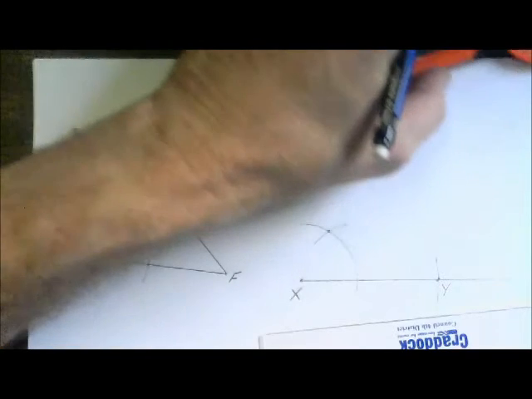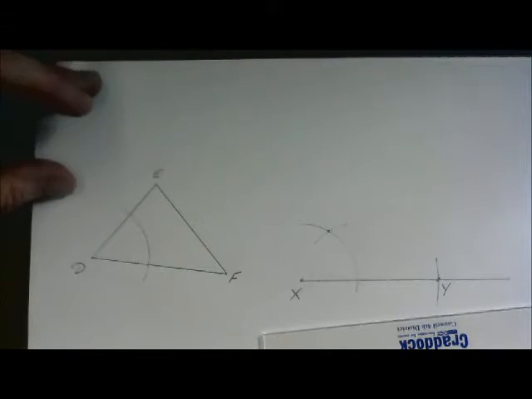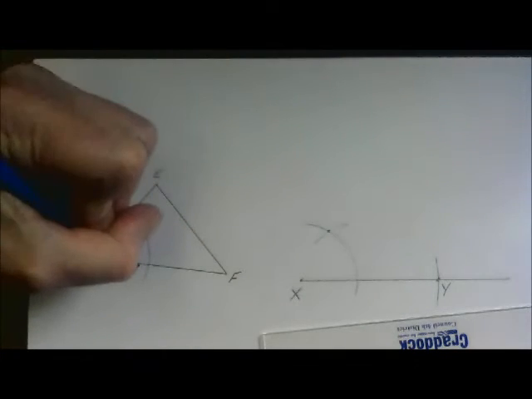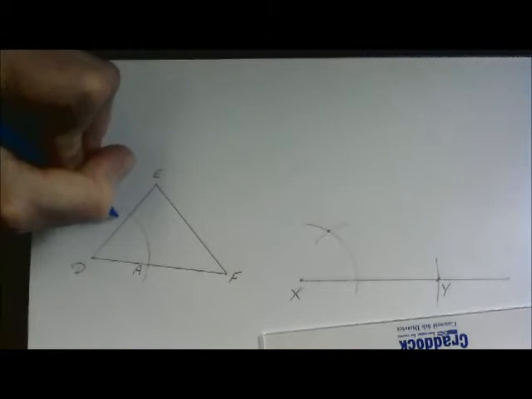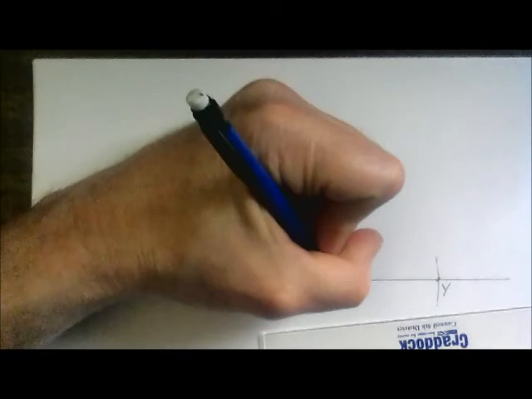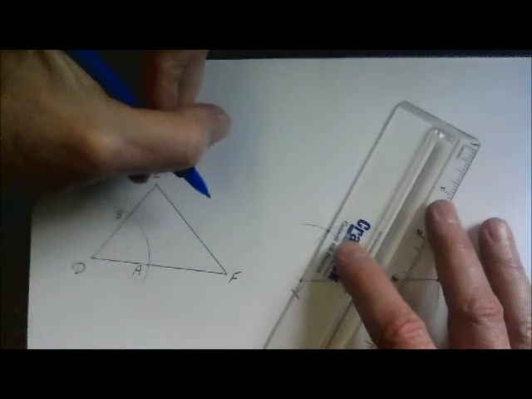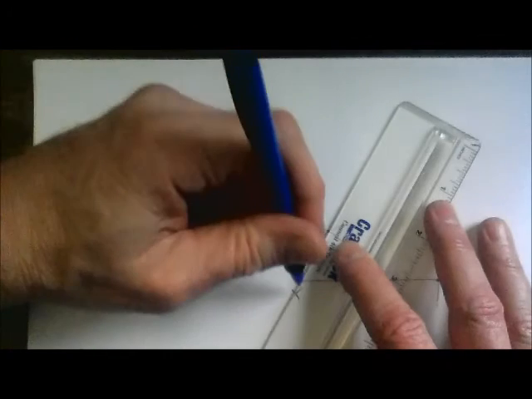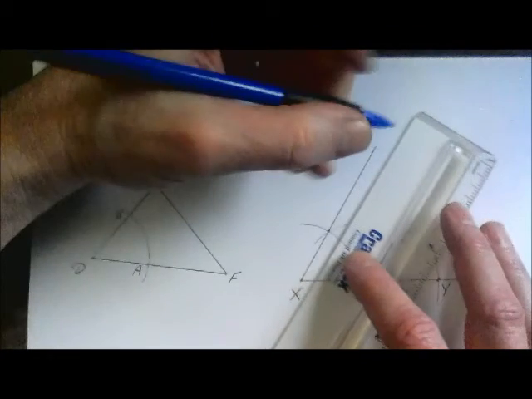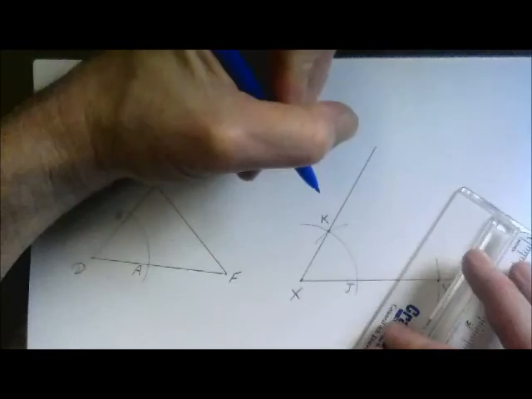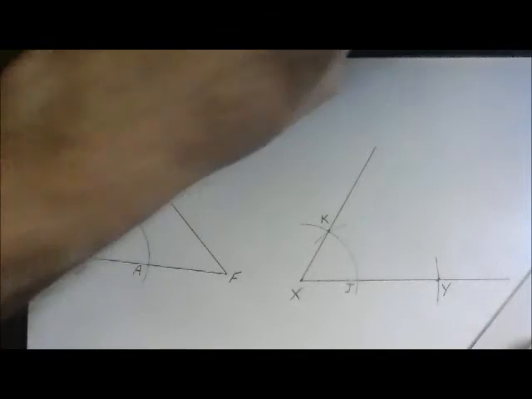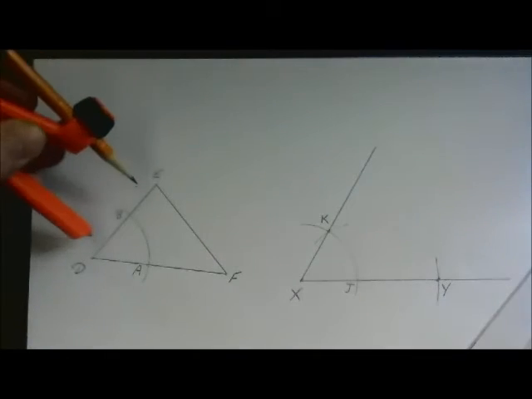So as you should always do when you're creating a construction, every time you have an intersection point, you should label it. So we're going to label the two intersection points on the left triangle A, B, and the two intersection points on the right triangle are going to be labeled as J and K. And we know that JK as a distance is congruent to AB because we used the same compass setting.